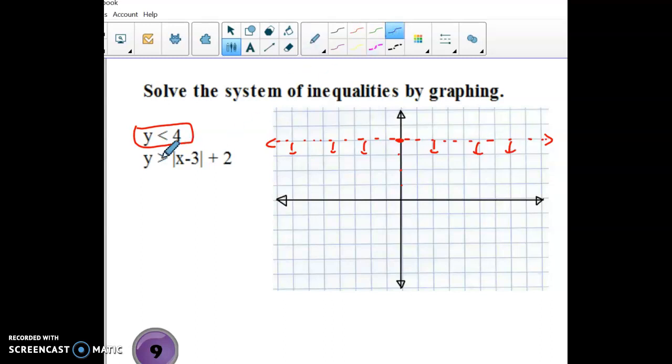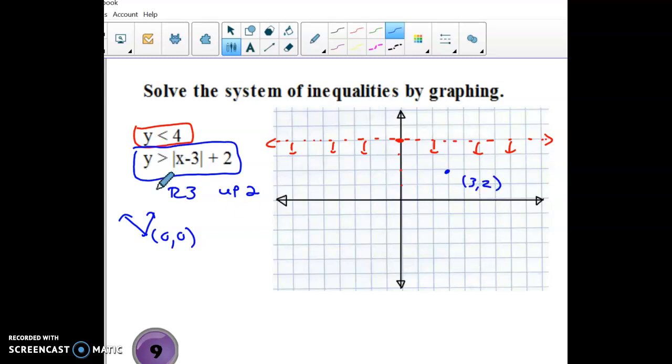All right, and then on the second one, this one's going to be a V, right? Because of the absolute value, it's going to be a V. So I'm going to go right 3 because of this -3 and up 2. And again, that's not the slope. That's just where the V starts, right? Absolute value is a V, and normally it starts at 0, 0. But this one's going to start at 3, 2. It's going to start right there.